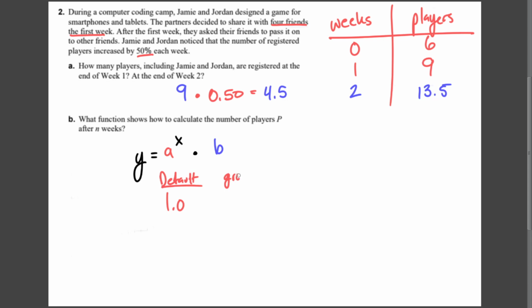Then we are going to grow by 50%. So each week we're growing by 50%, so our grow is going to be 50%. So we're going to write that as a decimal, 0.50. And to find my growth factor, what's going to go here, I simply add these two together. So my growth factor comes out to be 1.5. So I can erase this and put in 1.5.